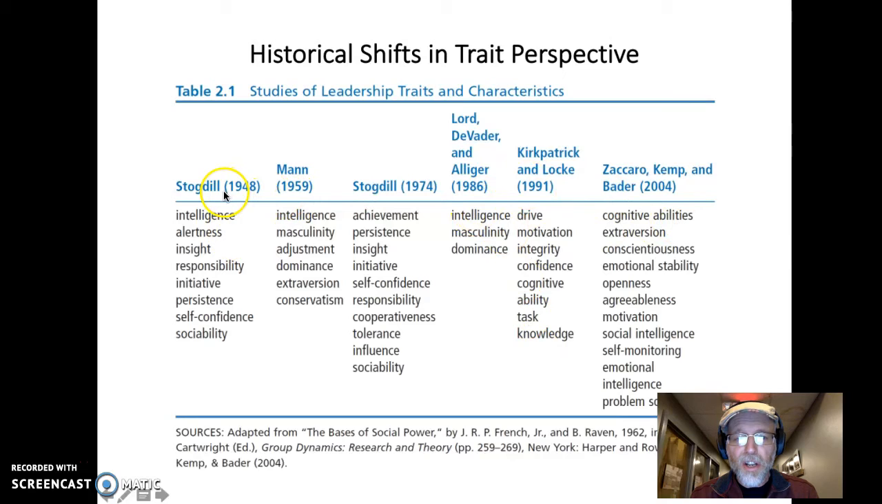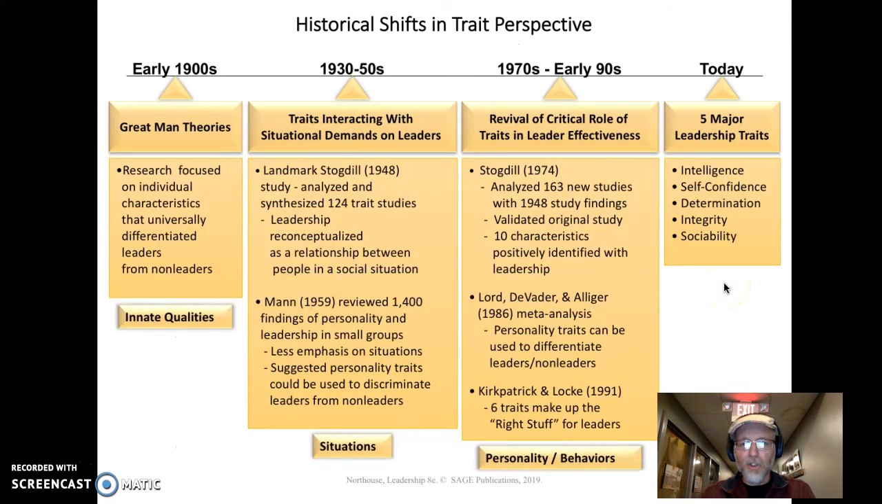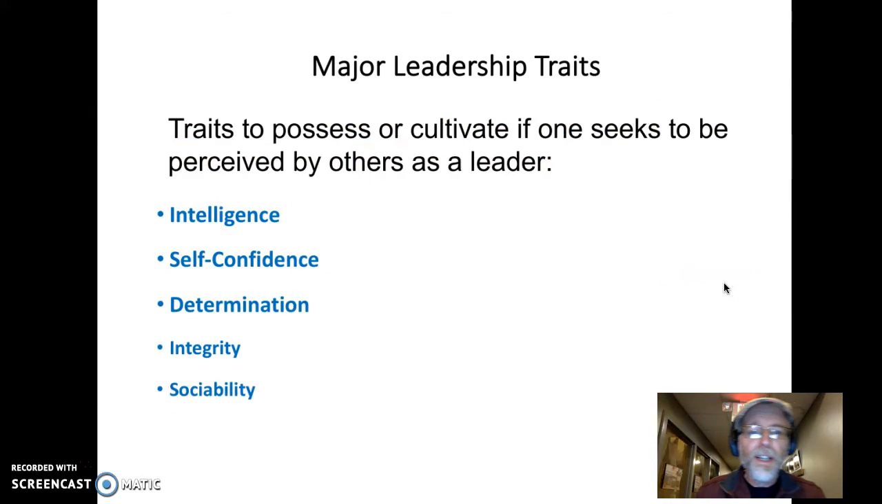Here is Stogdill, Mann, Stogdill again, Patrick and Long. When they studied different leaders and identified the characteristics, traits that made those leaders, here's the list that they came up with. As you can see, there's quite a bit. There's a historical perspective. I won't go over that.